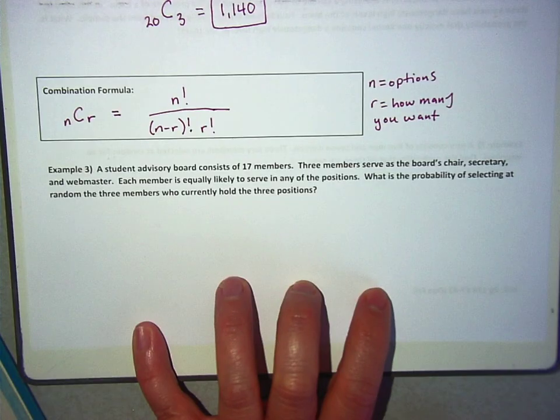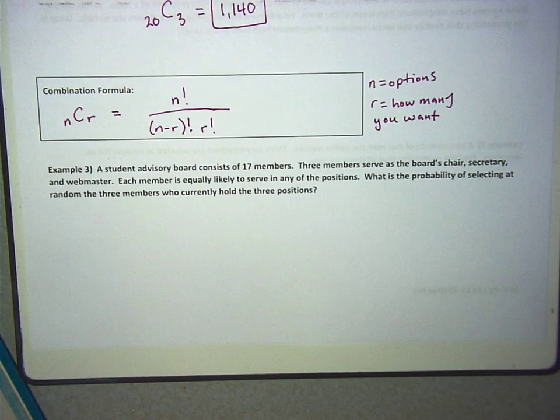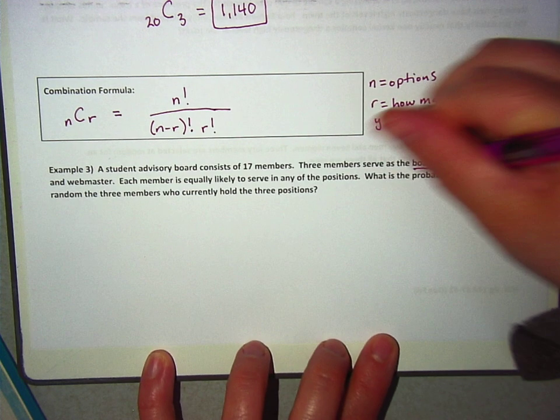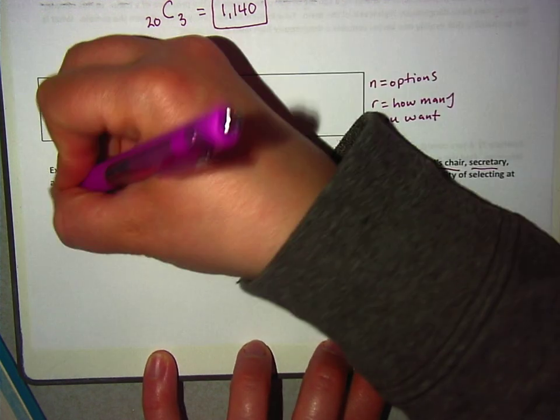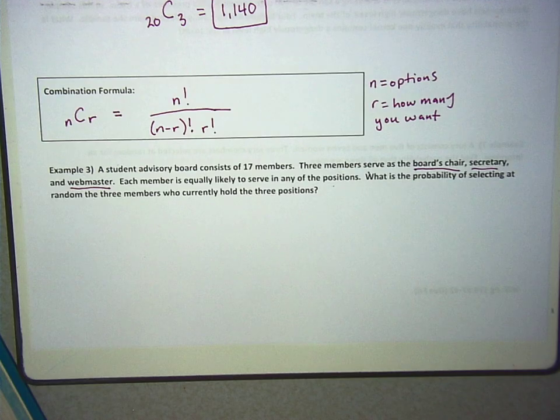So let's look at example 3, which is exactly what I'm talking about. A student advisory board consists of 17 members. The 3 members will serve as the board's chair, the secretary, and the webmaster. Each member is equally likely to serve in any of the positions.